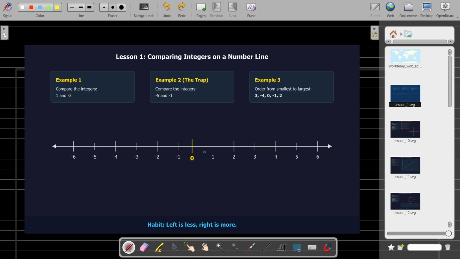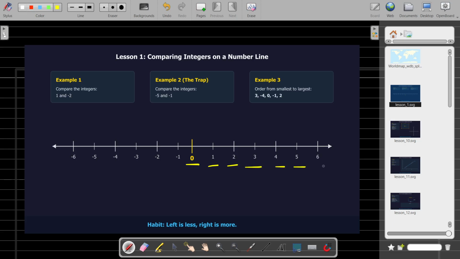Let us start with our very first reference point, which is going to be 0 right here. 0 sits right in the middle of our very long number line. It is the boundary between the positive world and the negative world. Everything to the right of 0 is positive on this number line, and everything to the left is negative. To the right we have 0, 1, 2, 3, 4, 5, 6.